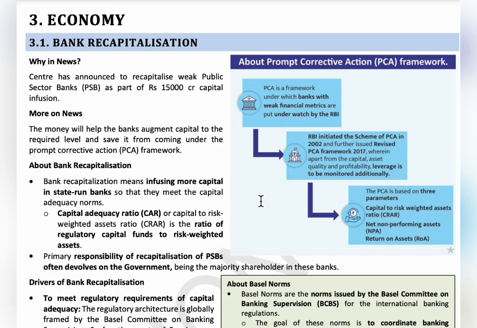The next topic is bank recapitalization. One important concept here is the capital adequacy ratio, CAR. It is the ratio of regulatory capital funds to risk-weighted assets. In simple terms, it is a ratio of the assets a bank has to the assets which are at risk. If the capital adequacy ratio is healthy, they will function well. If not, they are at risk. If they are not functioning well, those public sector banks are supposed to be recapitalized. Recapitalization means giving more money to the state sector banks so that they can function properly.